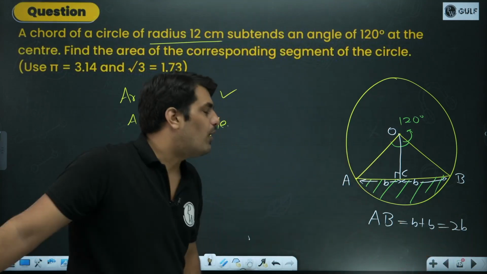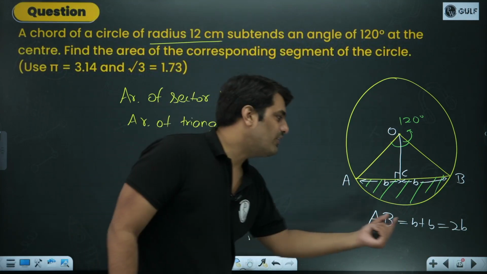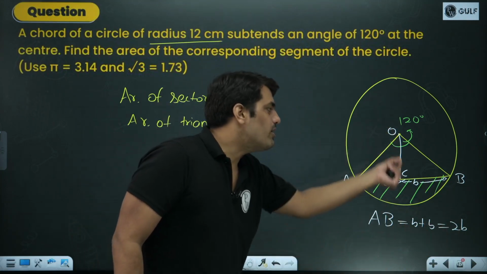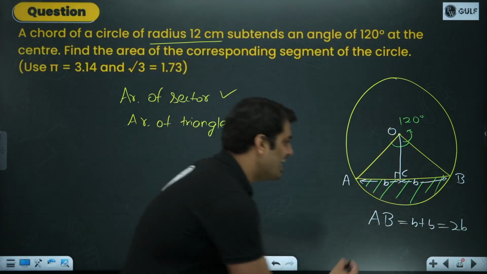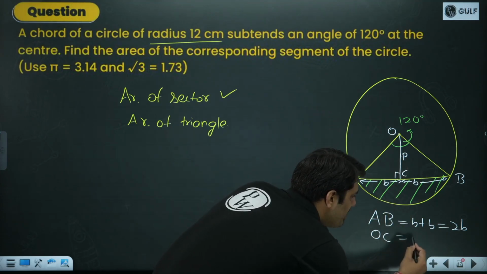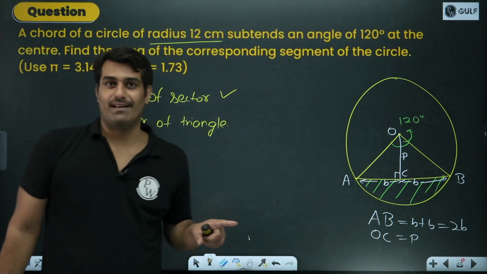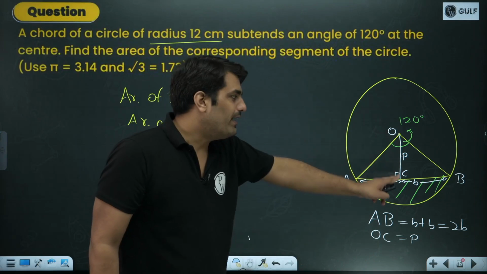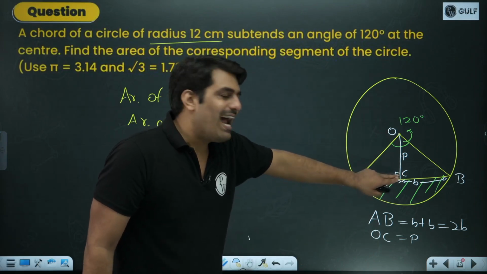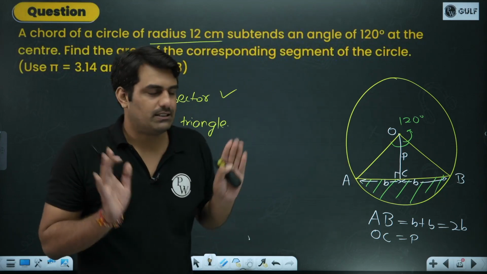If I have the value of B, I'll get AB, and I want OC. Let me call OC as P, the perpendicular. If I get these two values, I'll get the area of the triangle. So I have drawn a perpendicular on the chord at an angle of 90 degrees, dividing the chord into equal parts.